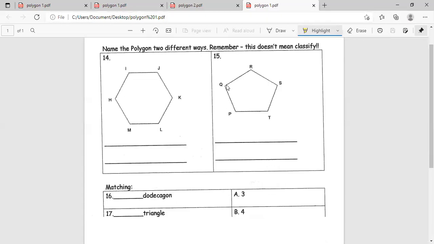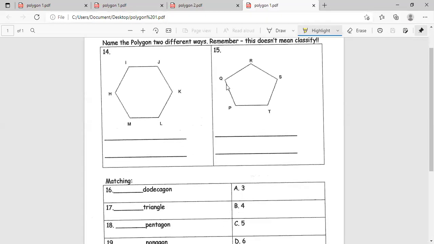A polygon is a closed shape made with straight lines, right? And it doesn't have any curved line. We can call a polygon according to the number of its sides, right? And how many types of polygon did we study this year? We said that we have two types of polygon, which are regular and irregular.